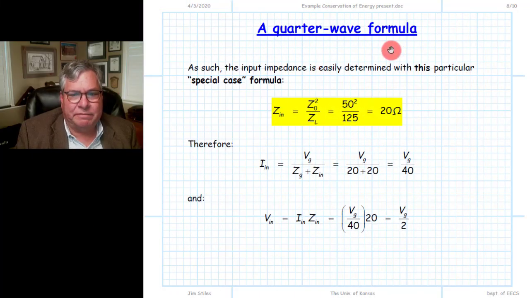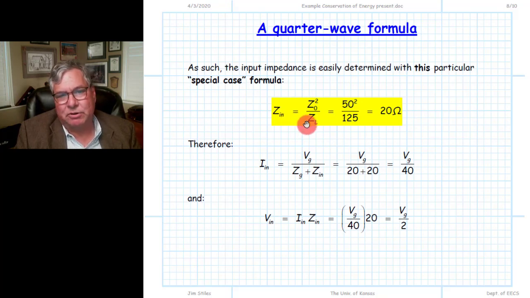This is our quarter wave formula then, the input impedance for a quarter wave length of transmission line. The quarter wave length of transmission line transforms a load impedance to an input impedance of this value. We simply take the characteristic impedance of the transmission line and square it, that's in the numerator, divide by ZL, and that becomes our input impedance.